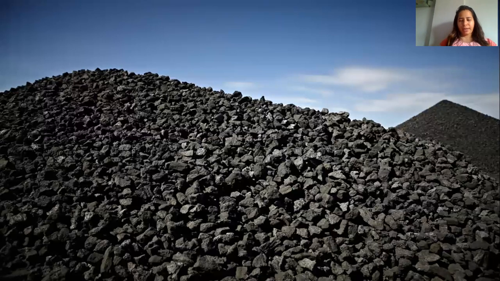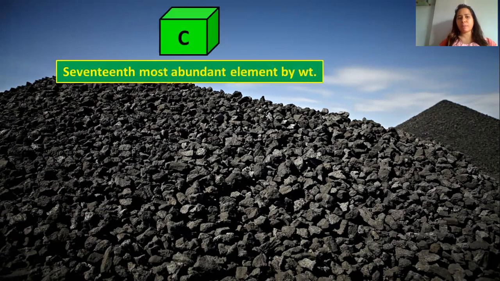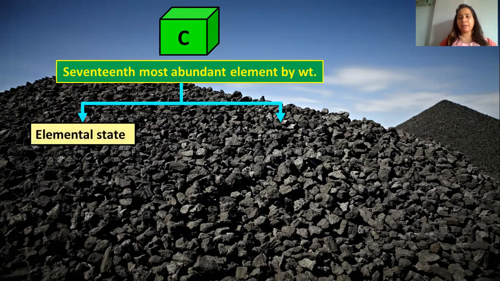Moving ahead with the occurrence of carbon, carbon is found abundantly in nature, but it is not the most abundant element. We say carbon is the 17th most abundant element found in the Earth's crust. We can see carbon in 2 different forms. One is the elemental, or free state, or we can find carbon in combined state.